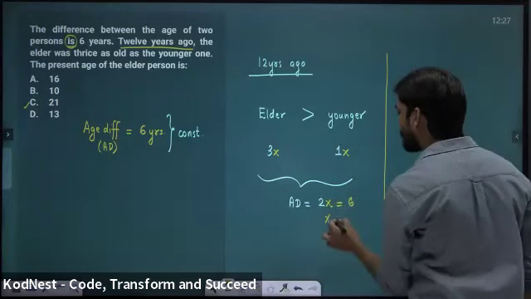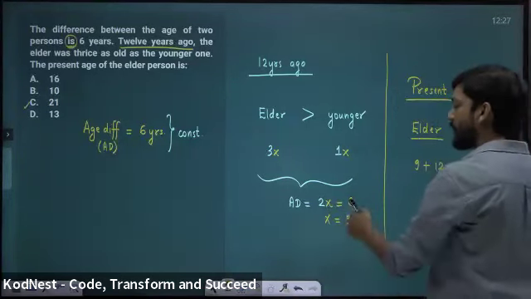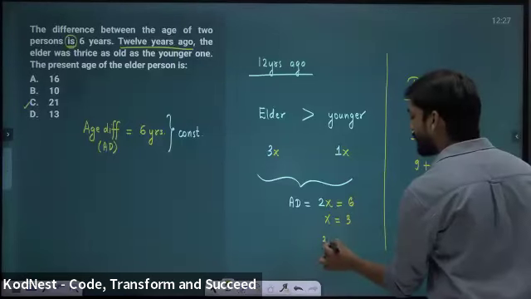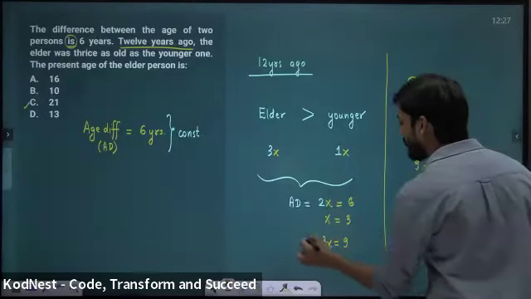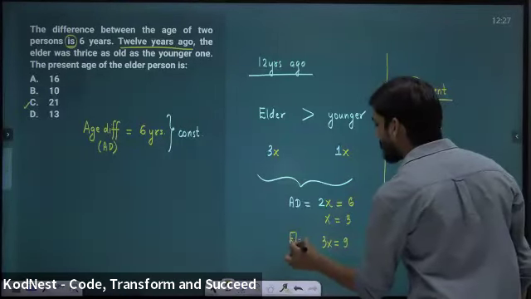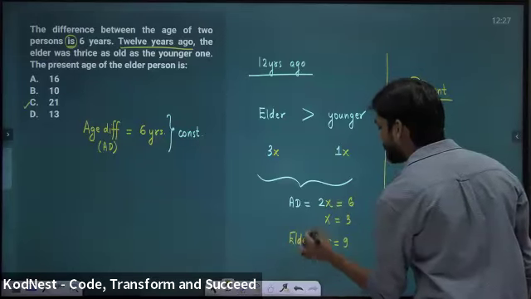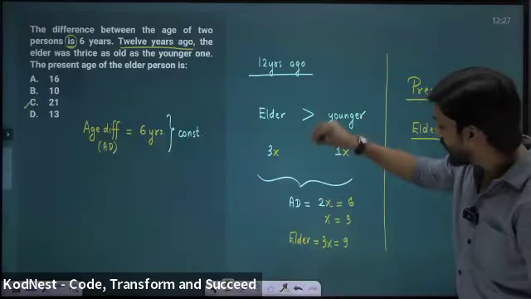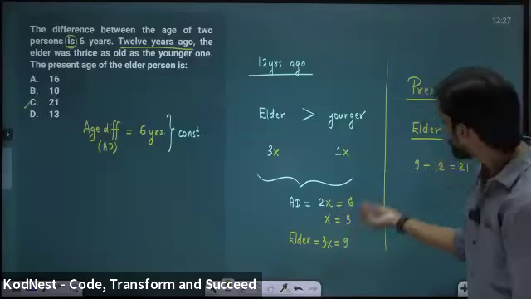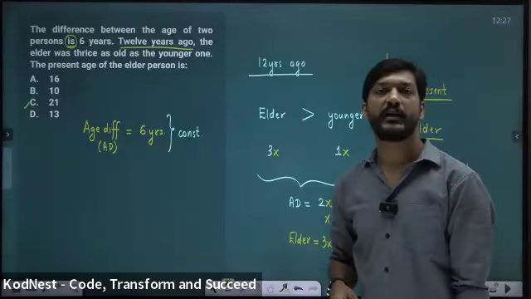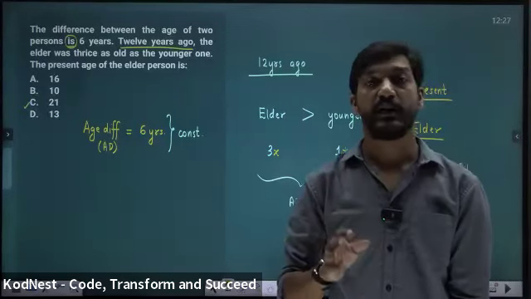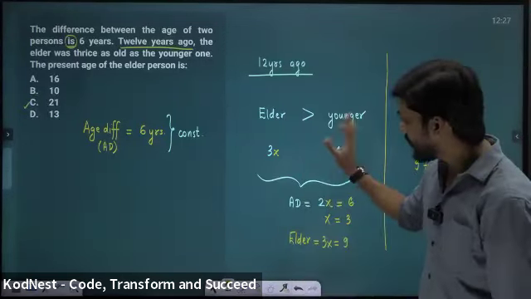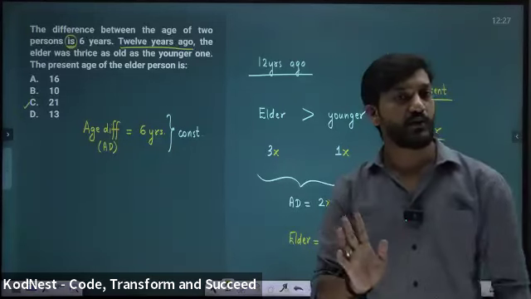x equal to 3. So if x equal to 3, 3x comes out as 9. So elder person age comes out as 9. So in the past, elder person age was 9. So present will be 21. This is how you will solve it if you have to take a variable. Understood or not?